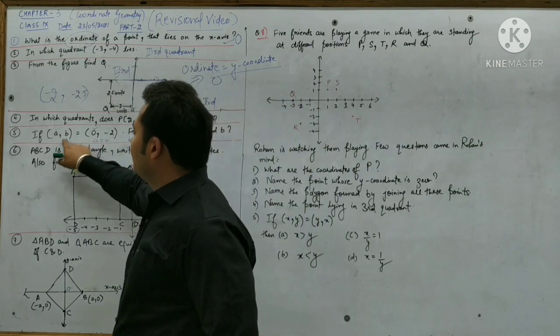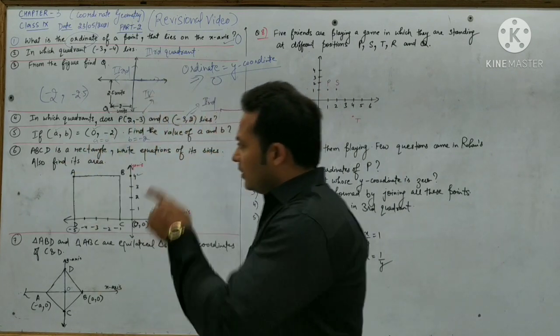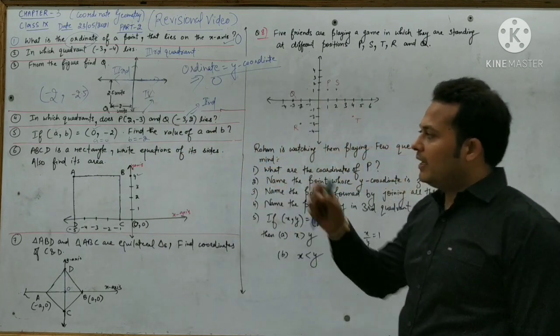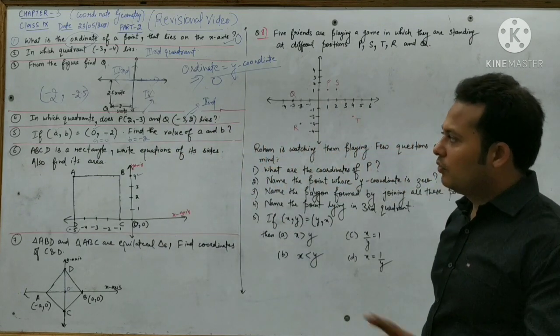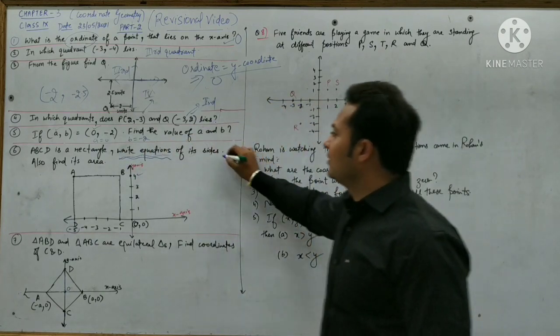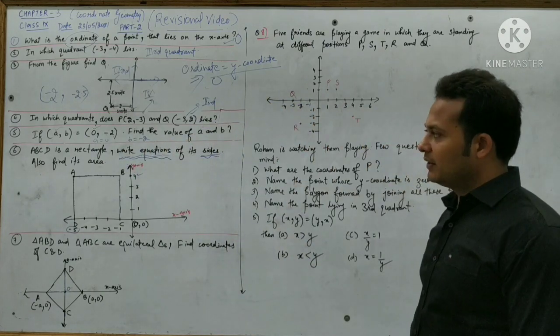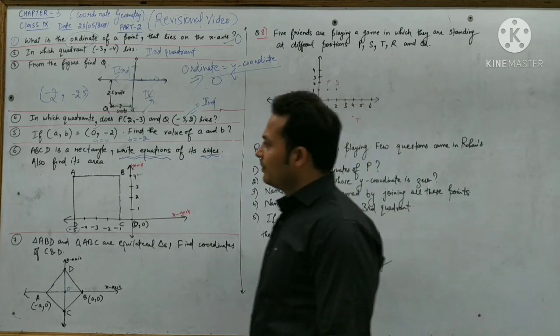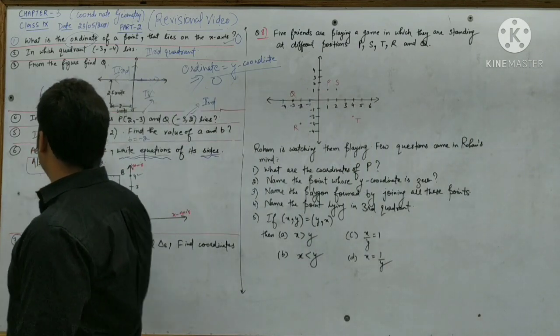Our next question is a very good question. Read it carefully. ABCD is a rectangle. We are to find the equations of its sides, and afterwards we are to calculate its area.